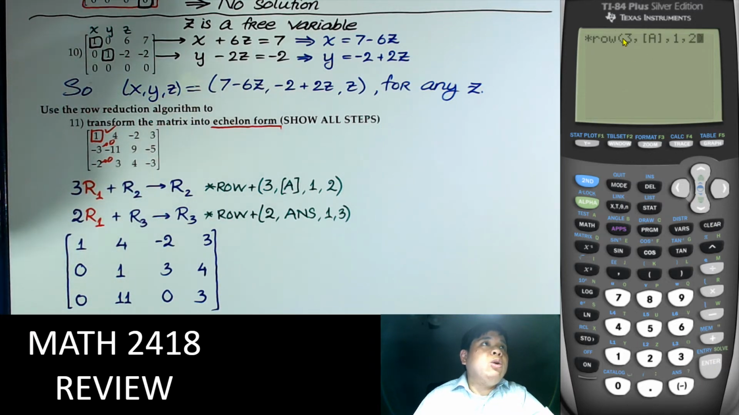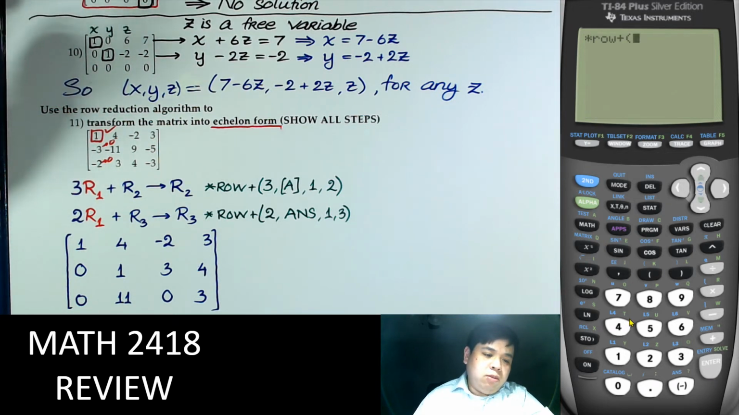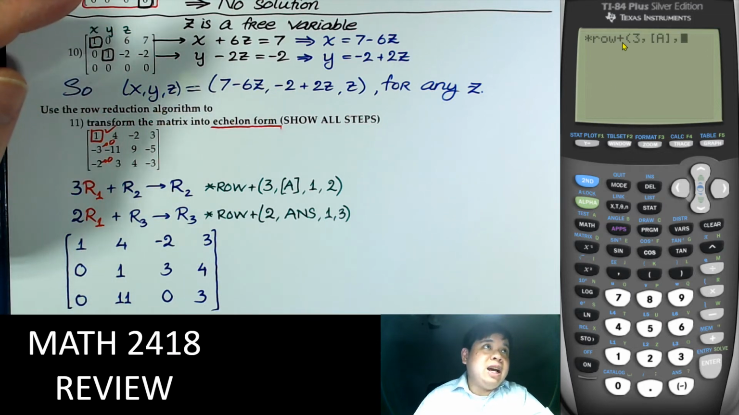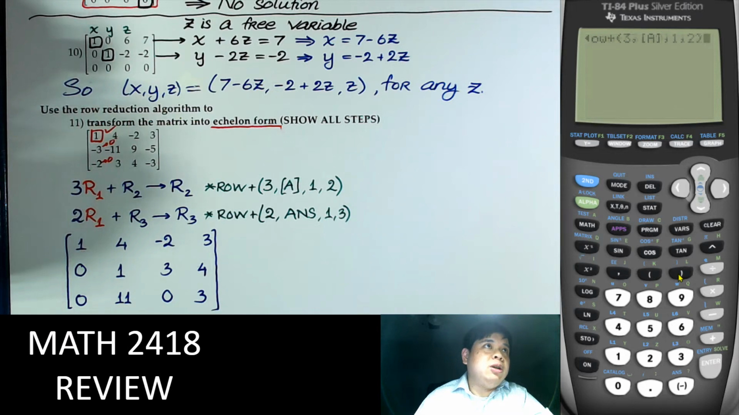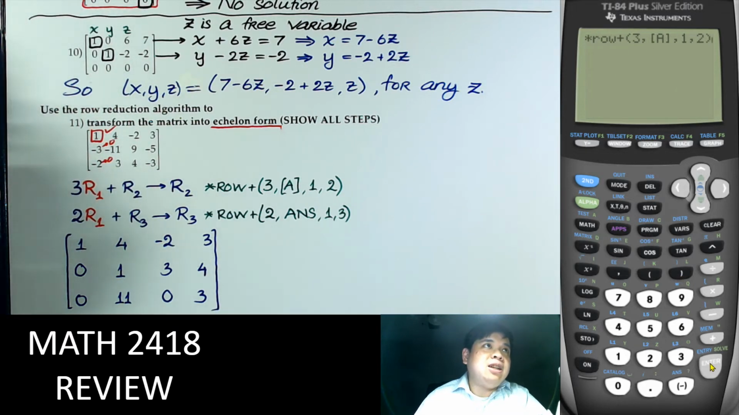Right, notice I forgot the plus here, so that's very important. Let's try that again. So multiply 3 to matrix A. Okay, let's add. Multiply to row 1, add and replace to row 2. Right, enter.